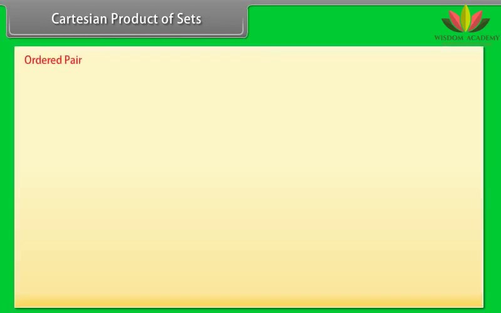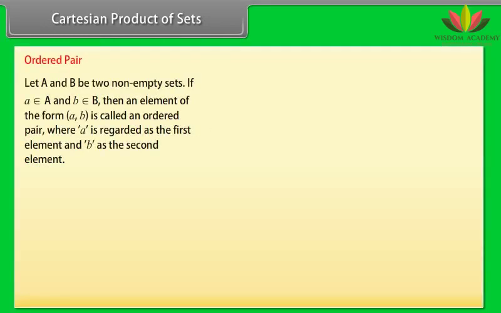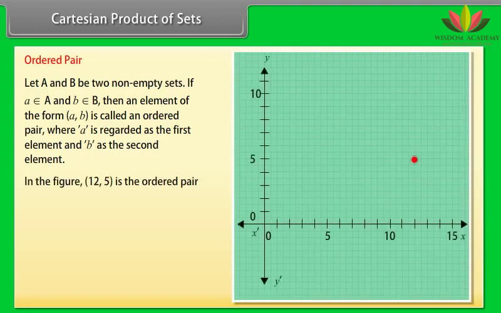Cartesian product of sets. Ordered pair. Let capital A and capital B be two non-empty sets. If a belongs to capital A and b belongs to capital B, then an element of the form (a, b) is called an ordered pair, where a is regarded as the first element and b as the second element. In the figure given below, (12, 5) is the ordered pair.